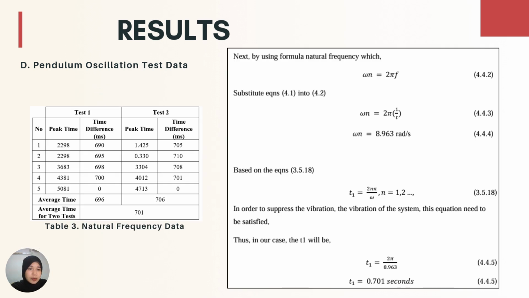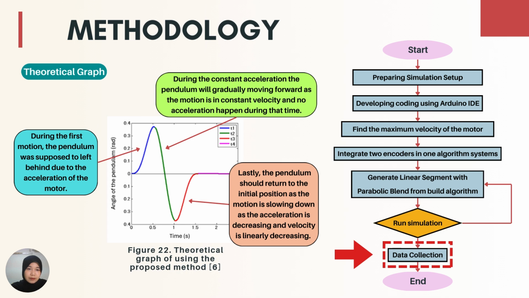This is the pendulum oscillation test data. This is the data that we gain from the encoder, and this one is the equation that we get from the vibration suppression calculations earlier from the dynamics of the crane, and the equation needs to be satisfied. Thus, in our case, T1 is equal to 0.701 seconds. This is the theoretical graph.